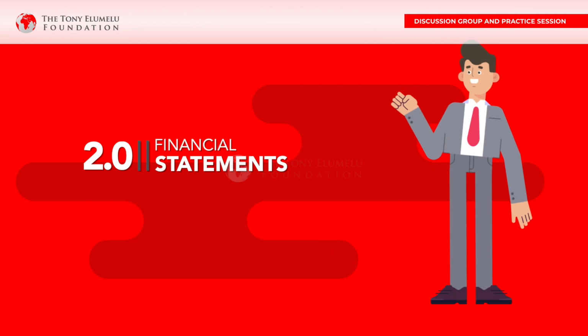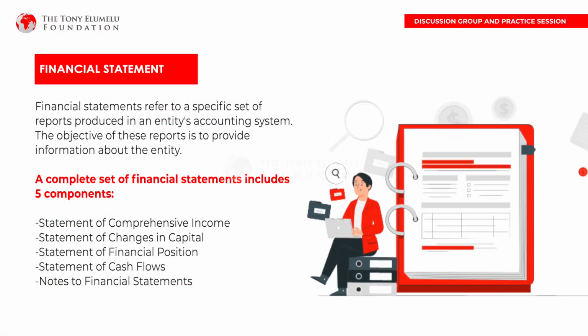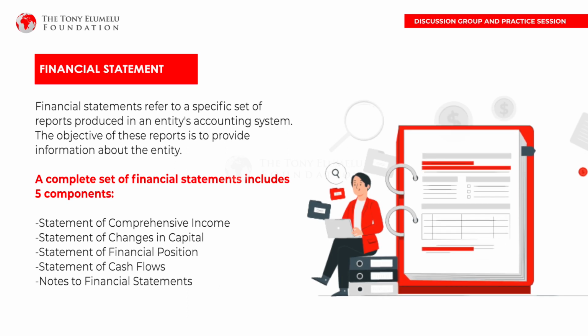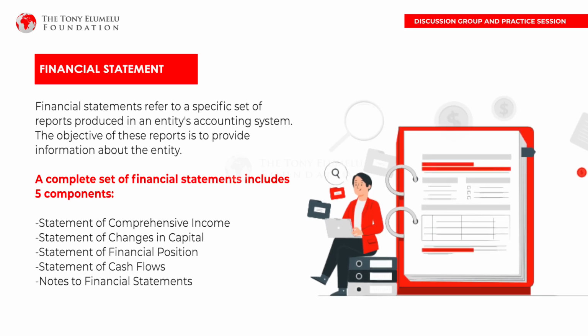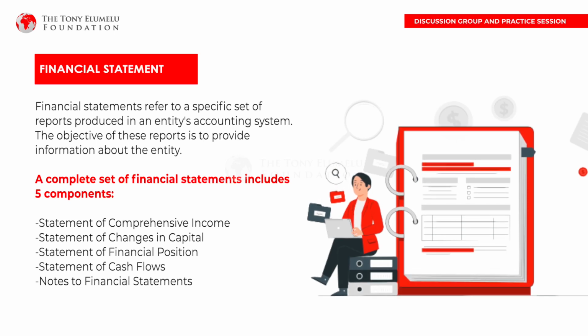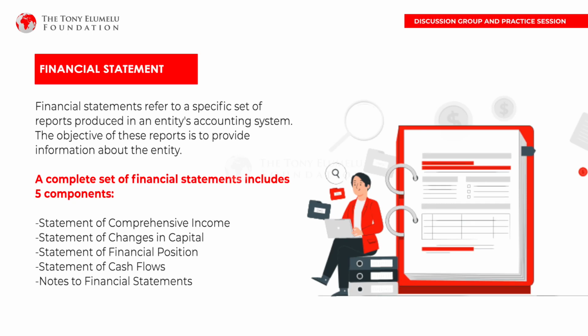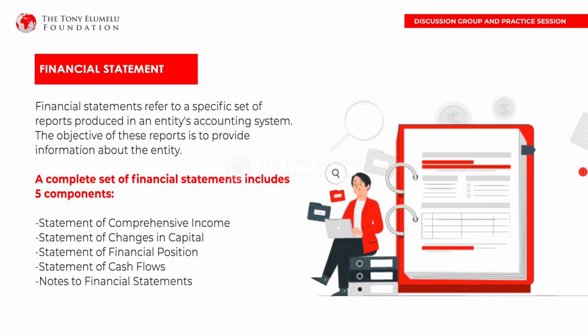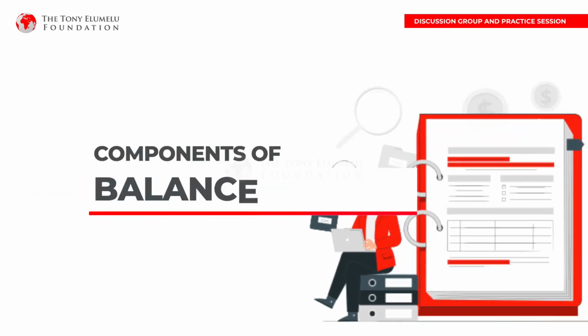Financial statements. Financial statements refer to a specific set of reports produced in an entity's accounting system. The objective of these reports is to provide information about the entity. A complete set of financial statements includes 5 components: statement of comprehensive income, statement of changes in capital, statement of financial position, statement of cash flows, notes to financial statements.